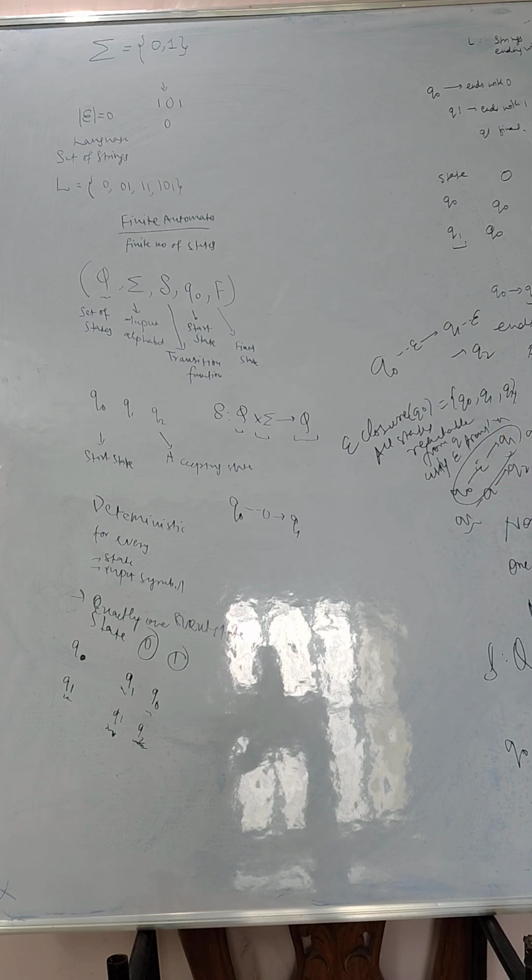Now the move function, move(q, a): states reachable from q using input a, right? What is the move function? Move(q, a) is the states reachable from q using input a. For example, if q0 on input a ends in q1, then move(q0, a) will give q1, right?